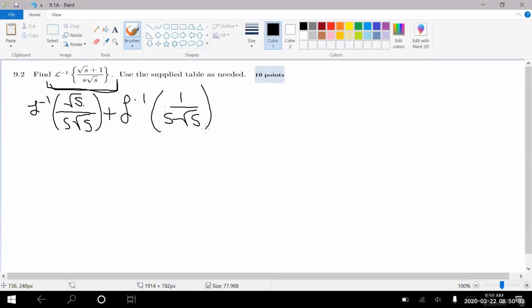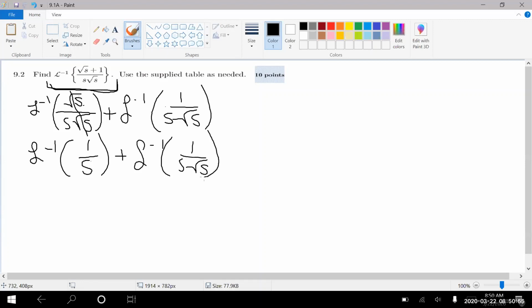Okay, so this one's actually better, in my opinion, because it's easier. This obviously cancels, so we get our inverse Laplace transform of 1 over s, and then plus our inverse Laplace transform of 1 over s times the square root of s. And I know the second term might look a little bit scary, but there's actually a table entry for it, so not too bad at all.